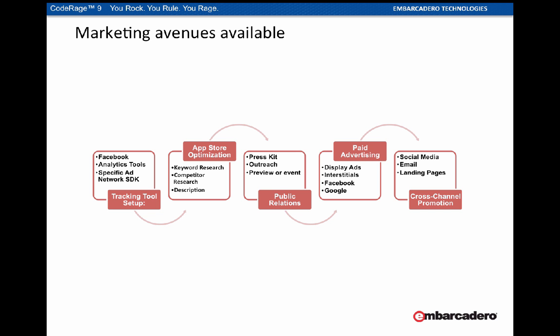Social media, cross-channel promotion. This is also a very good and rather inexpensive area. If you look at email, landing pages, and social media, today you can come up with anything as long as you have the link to the App Store for your app. Then publish it on social media, email it to your friends, colleagues, and family, and have them download it. Then you can even have landing pages.